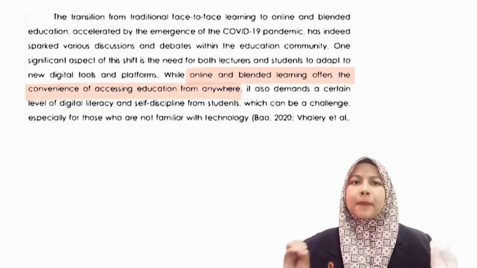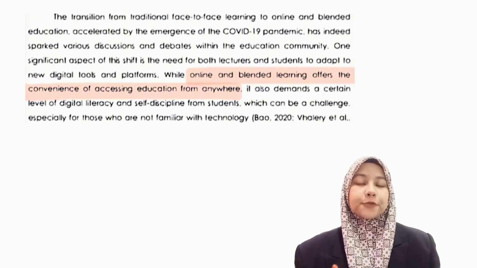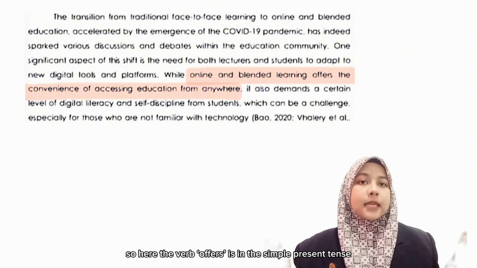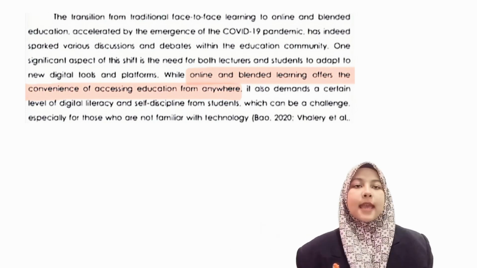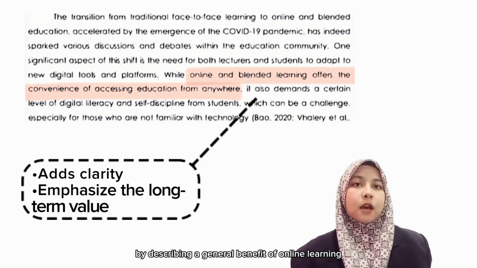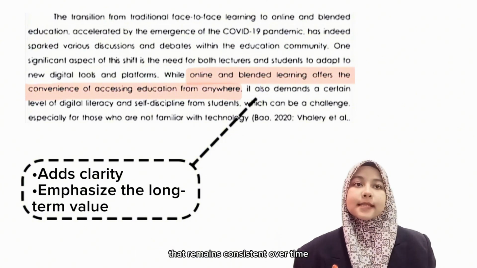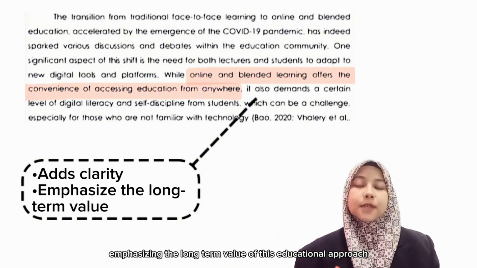Finally, online and blended learning offers the convenience of accessing education from anywhere. So, here, the verb "offers" is in the simple present tense. This sentence adds clarity by describing a general benefit of online learning that remains consistent over time, emphasizing the long-term value of this educational approach.